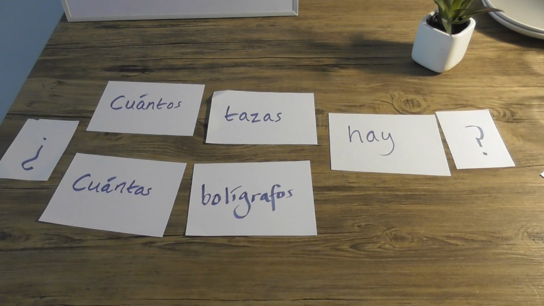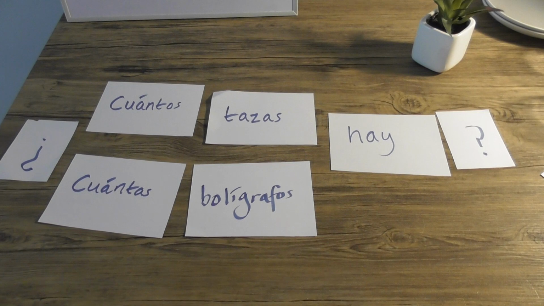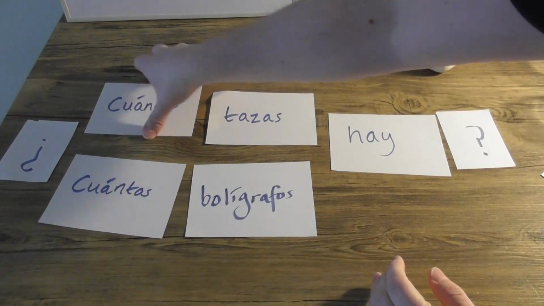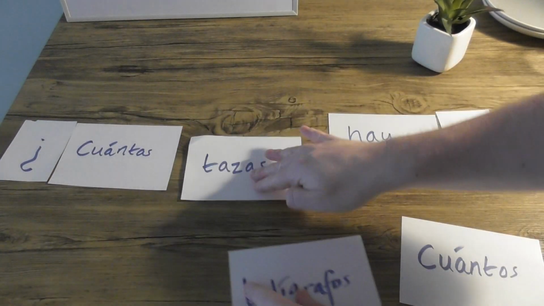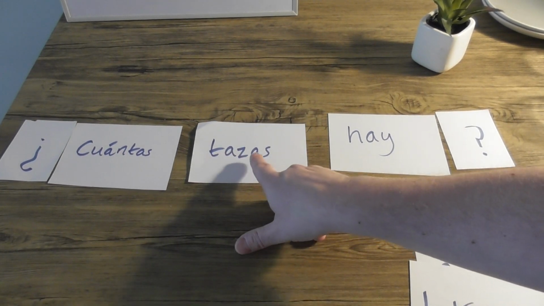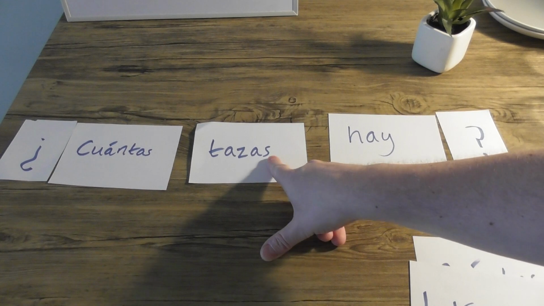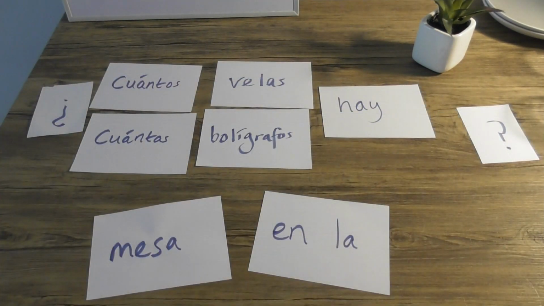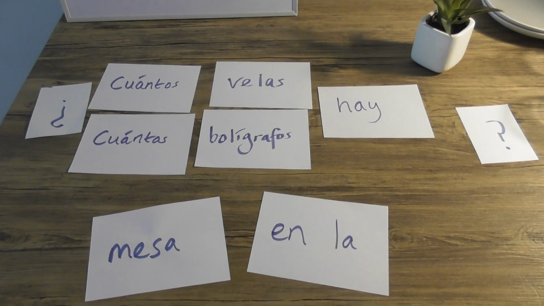Y continuamos. ¿Cómo se dice en español? How many cups are there? Bueno, se dice ¿cuántas tazas hay? ¿Por qué? Tazas es un nombre femenino y plural. Y continuamos. ¿Cómo se dice en español? How many pens are there on the table?